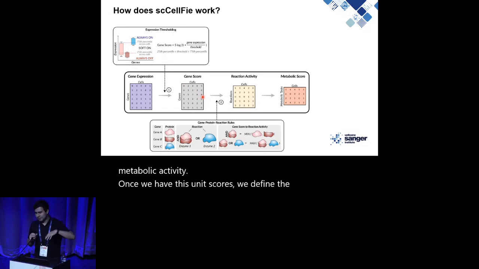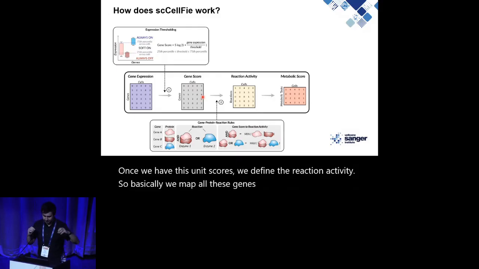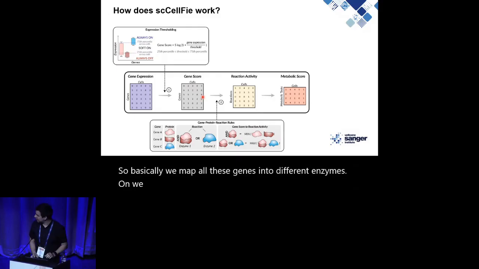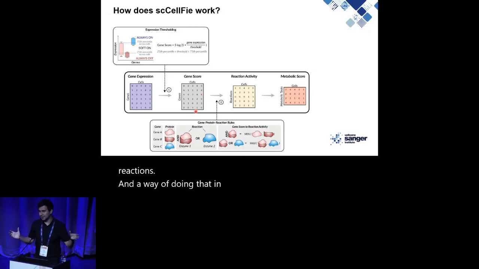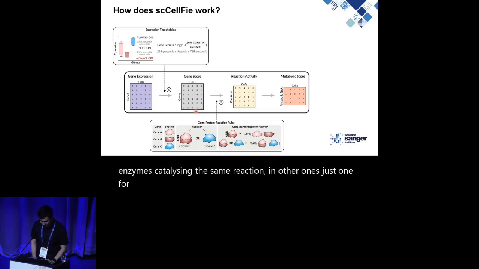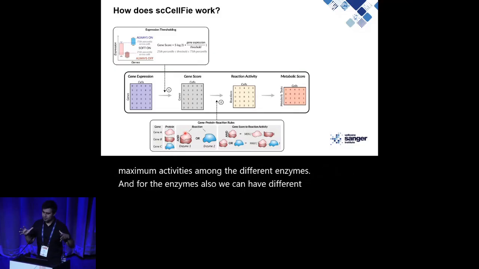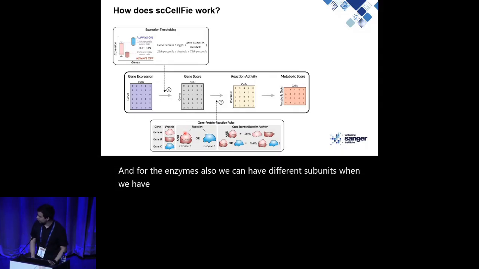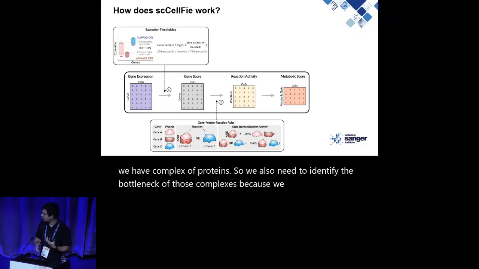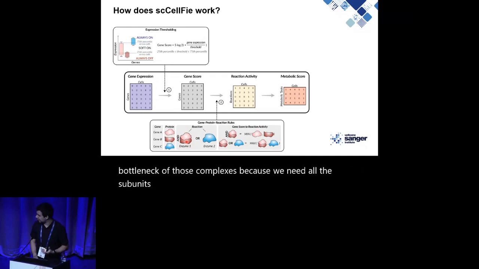So basically, we map all these genes into different enzymes, and we know which enzymes are catalyzing the different reactions. In some reactions, we have multiple enzymes catalyzing the same reaction. In others, just one, for example. The way of doing that is identifying the maximum activity among the different enzymes. And for the enzymes, we can also have different subunits when we have complexes of proteins. So we also need to identify the bottleneck of those complexes because we need all the subunits to be present and active.